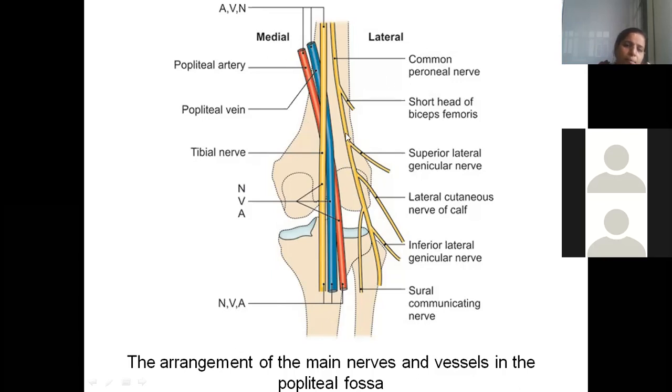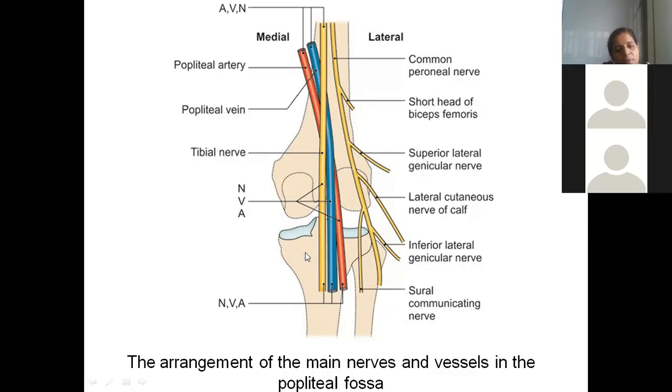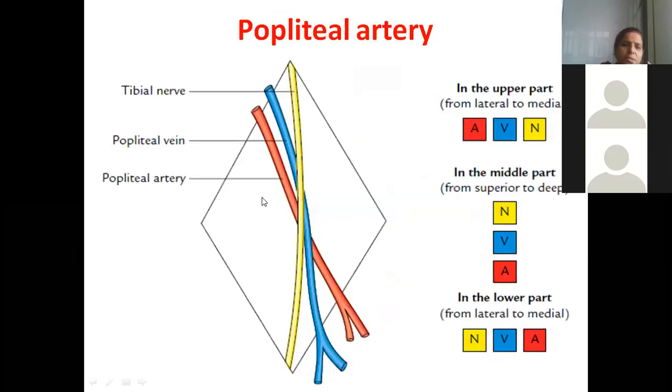Upper one third, middle one third and lower one third. We are supposed to write the order from medial to lateral. In the upper one third, medial to lateral, you remember AVN. Middle one third, one above the other, NVA. Lower one third, medial to lateral, again NVA: tibial nerve, then popliteal vein and popliteal artery. Is it clear, beta? This is taken from Vishwan Singh, beta. Whatever I have: AVN, NVA, NVA. Okay?